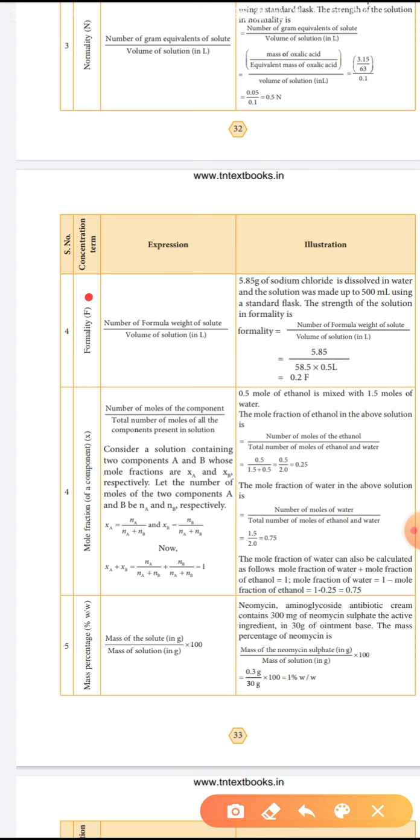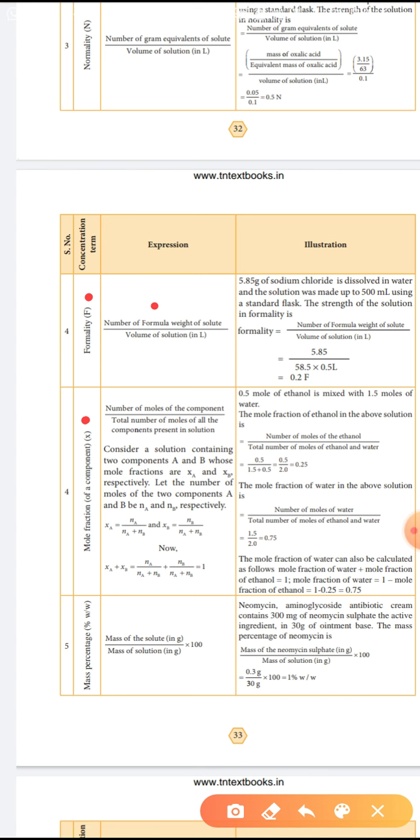Formality, F, is defined as the ratio of the number of formula weights of solute to the volume of solution. The next one is mole fraction, denoted by X. It is the number of moles of a component divided by the total number of moles of all the components present in the solution.